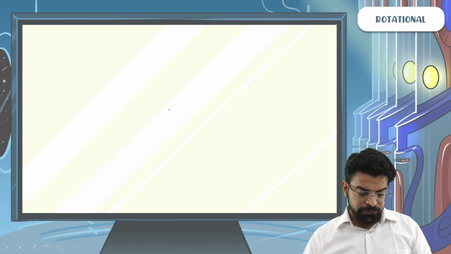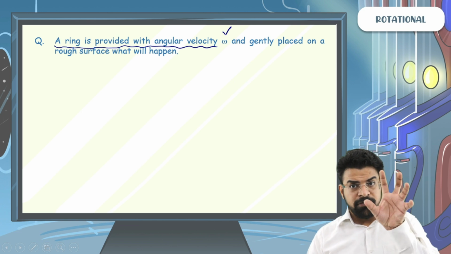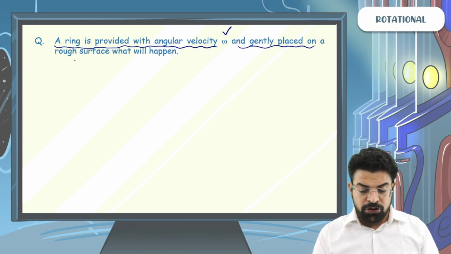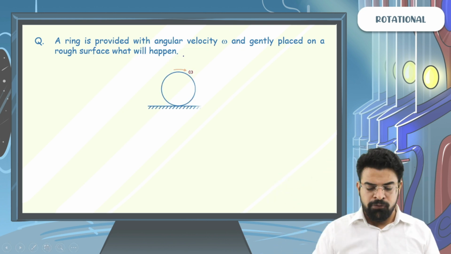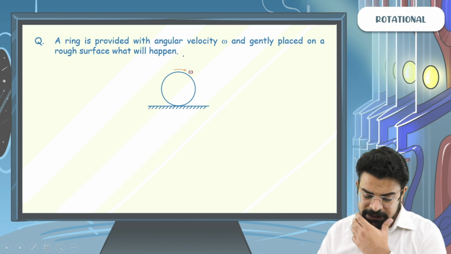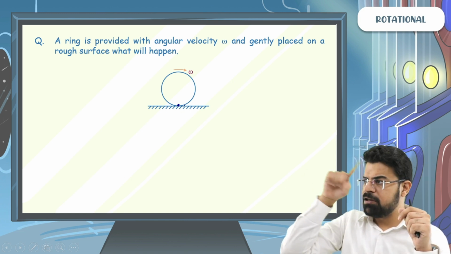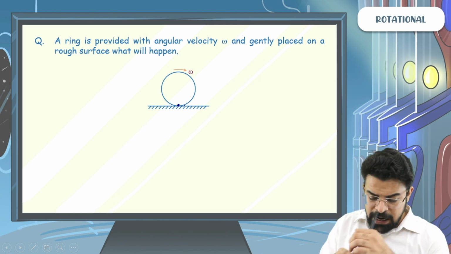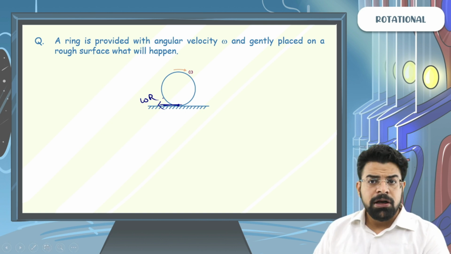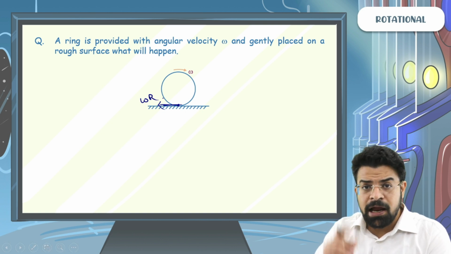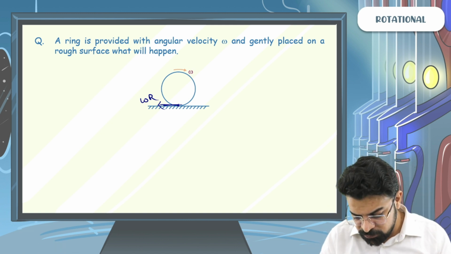So let's move on. A ring is provided with an angular velocity omega and gently placed on a rough surface. What will happen? So you took a ring, you just gave it omega, no translational velocity. What will happen? So you will say, sir, at the point of contact, since the ring only has omega, the ring will have velocity backwards. At the point of contact, since the ring will have a backward velocity omega r at this instant, tell me in which direction the friction force will act at the point of contact on the ring. So sir, since the ring has got a backward velocity omega r, a friction force will act forward.